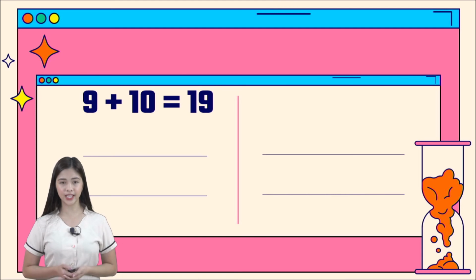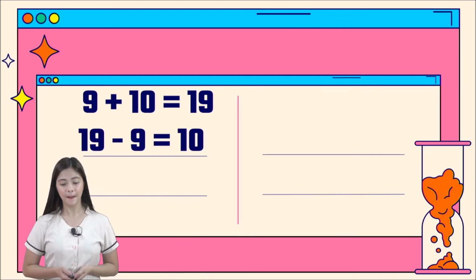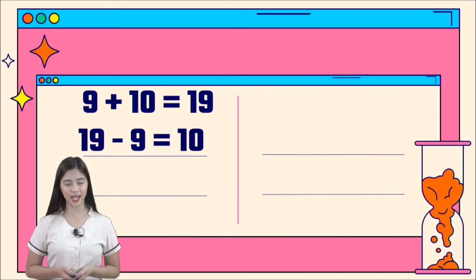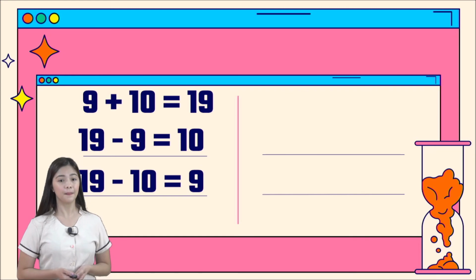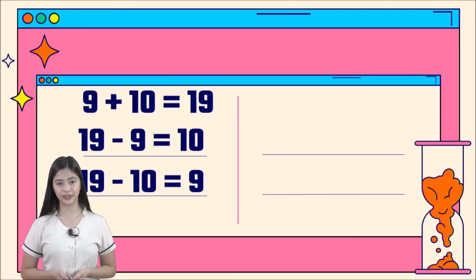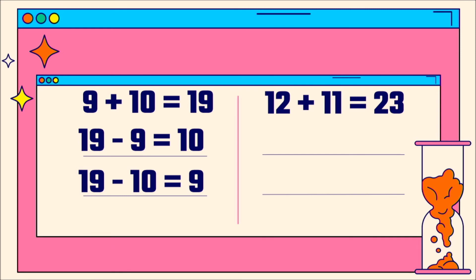Now, let's proceed. 9 plus 10 is equal to 19. So, 19 will become our minuend. So, 19 minus 9 is equal to 10. The next one we have 19 minus 10 is equal to 9. Now let's proceed to the next one. 12 plus 11 is equal to 23.